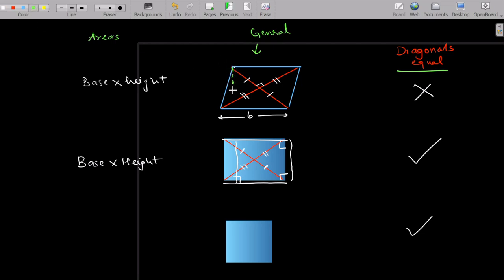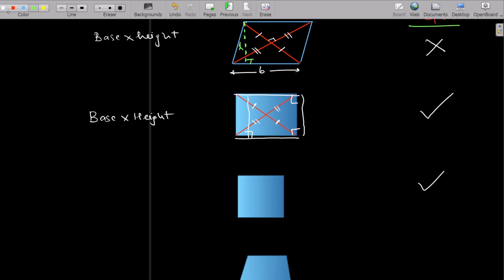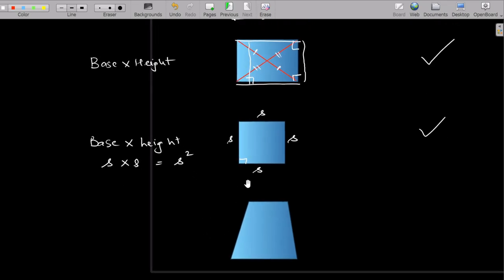So this has to be perpendicular. The length of this green dotted line will be the height. Then for a square as well, it's the same formula, base times height. But for a square, the base and the height will be the same, because all four lengths are the same in squares, right? So let's say this is S, this is S. So base times height is going to be S times S, or S squared. So the area of a square is the square of the side.